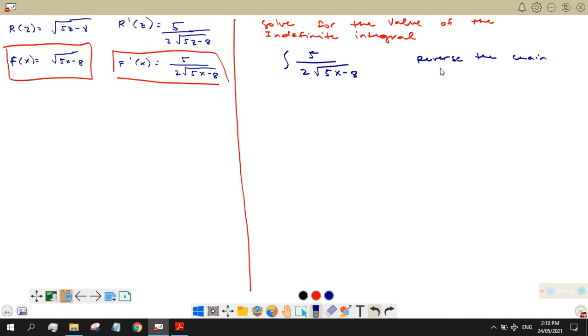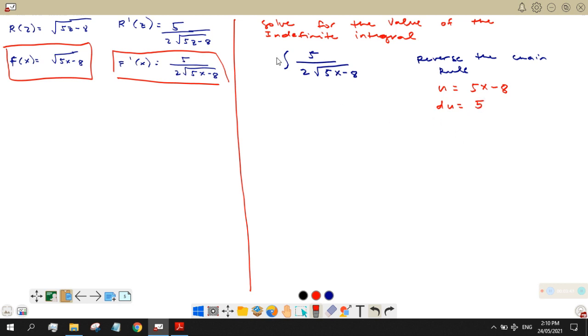So, paano natin i-reverse yung chain rule? Again, mag-identify tayo ng u at saka ng du. So, dito, ano ba ang u natin? Again, the u is the one inside or your inner function. So, your inner function here is 5x minus 8, right? Next, let's get the derivative of u. So, the derivative of 5x minus 8, that is 5, right?